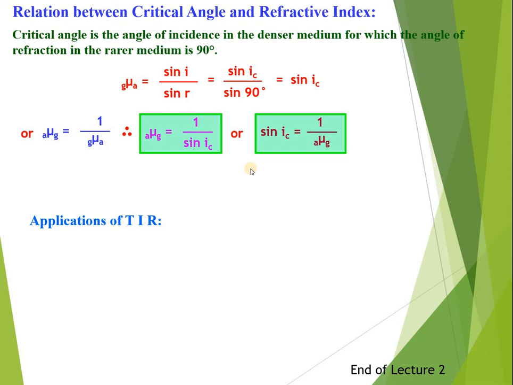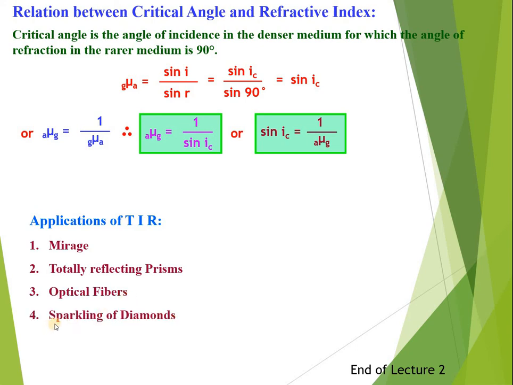Now the applications of total internal reflection, they are commonly used. Number one, mirage. You might have seen on a hot day on the road, it appears like a shimmering pond, as if water is moving on the road. That illusion is called mirage. Second is the totally reflecting prism, which reflects light totally. Third is optical fiber, which is commonly used nowadays. It is used in communication.